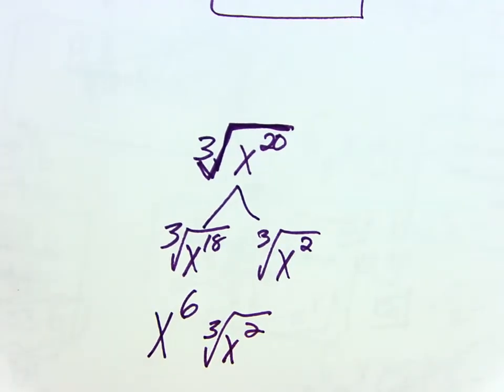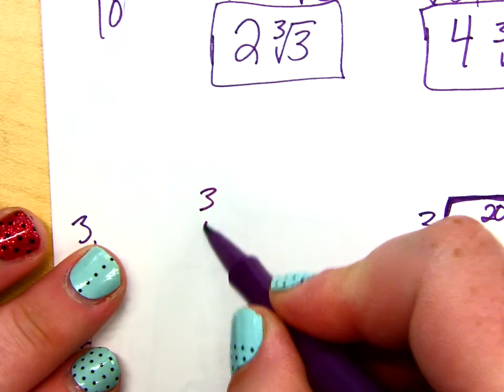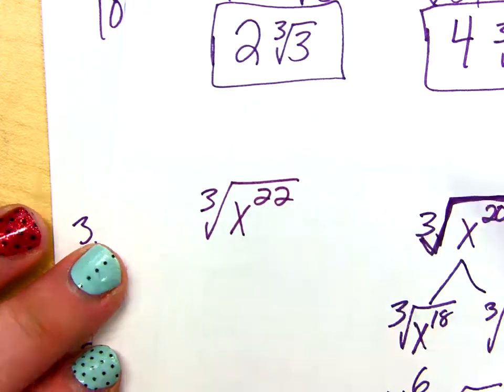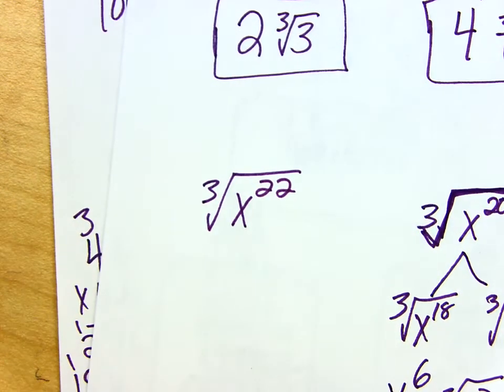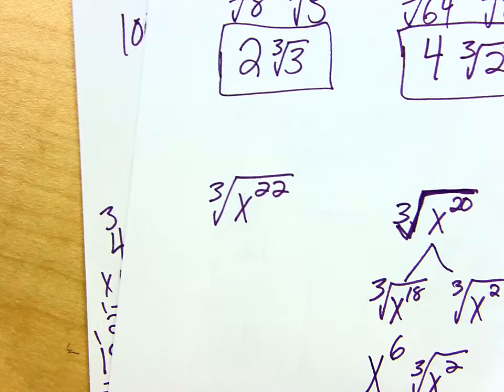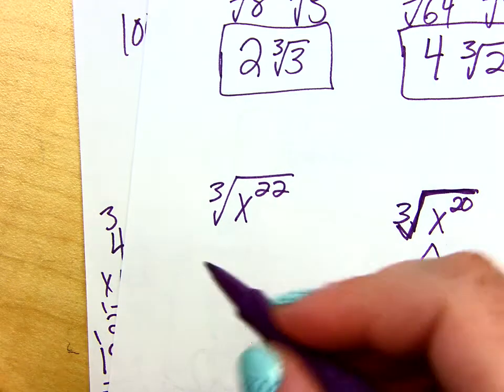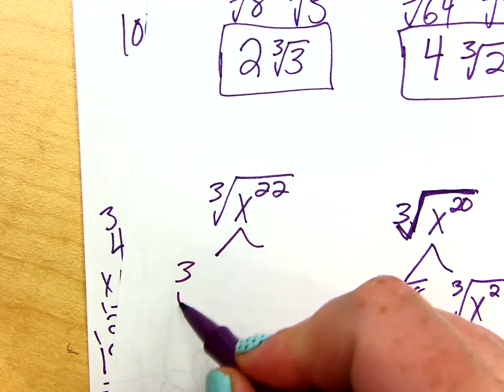So sometimes you have to go down 2 from where you were to get the next multiple of 3. Sometimes you have to go down 1. It depends. So let me give you another example. What if I tried to do the cube root of x to the 22nd? 22. Does that divide by 3 evenly? No. But if I go down just 1, I get x to the 21st. And that does divide evenly. So this one would get split like this.